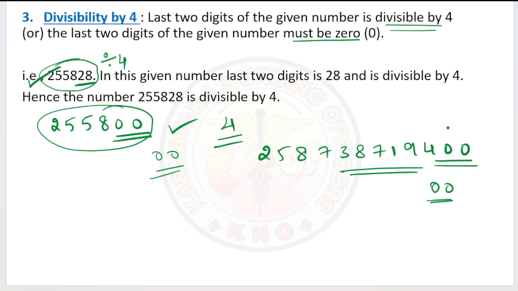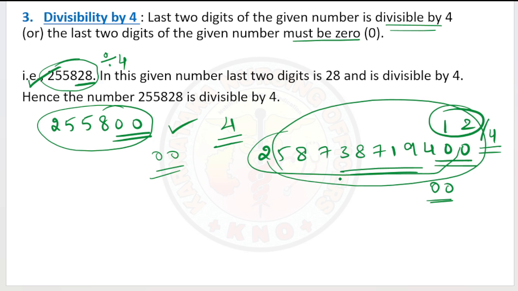Or if you consider 12 instead of two zeros, then also we can say that this number is divisible by 4 because the last two digits are 12, that is 1 2. So 12 is divisible by 4. Yes, of course, 12 is divisible by 4. 4 3 is a 12. Then we say that this whole number is divisible by 4. Understood?